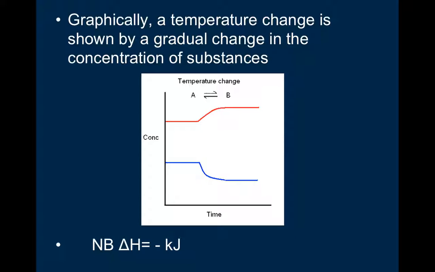Okay, how do we see temperature on a graph? If we're having a look here, the equilibrium has already been established from time 0 to a certain point in time, and the temperature change is shown by a gradual change in the concentration of the substances, because there's not a sudden increase in concentration in one or the other. The addition of heat occurs slowly over a given period of time, and the equilibrium system adjusts itself accordingly.